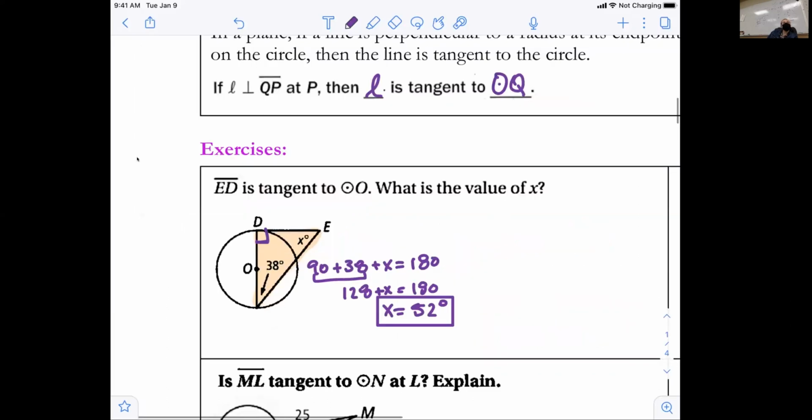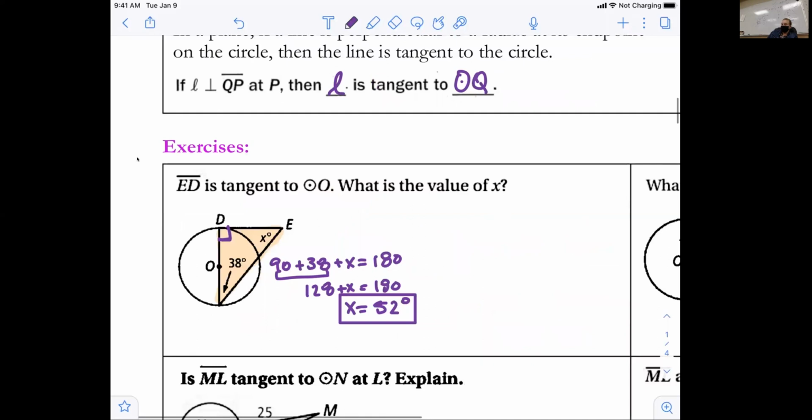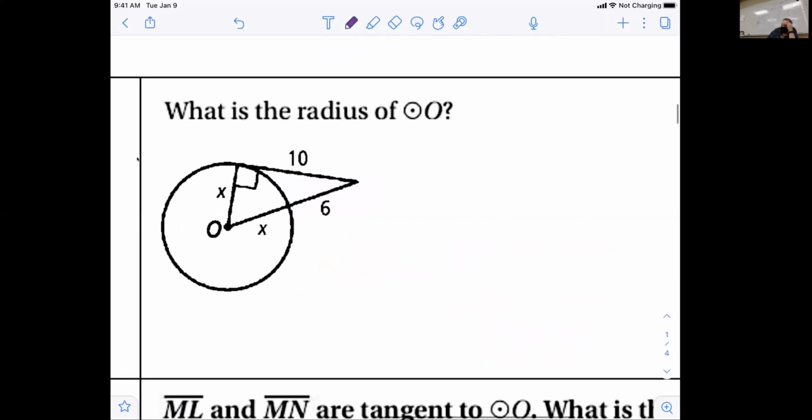Awesome. Any questions yet? Okay, let's look at the next one. This one says, what is the radius of circle O? So the radius are these two lines right here. They're both labeled X. And I know that this is tangent. I've got a little right angle right here. How can I find X? Anyone have any ideas?